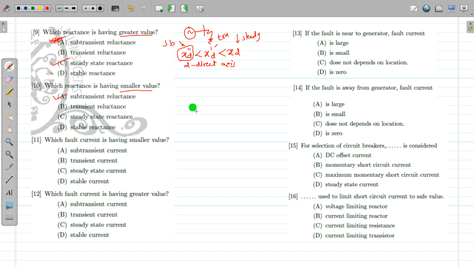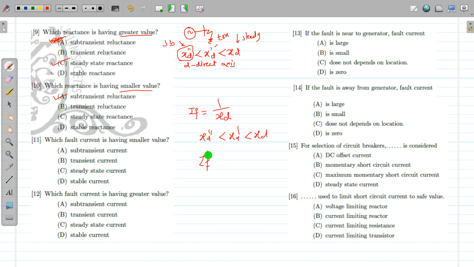Which fault current is less? We know that the fault current is nothing but 1 divided by XD when the alternator is shorted at its terminal. But the value of XD double dash is less than XD dash, which is less than XD.